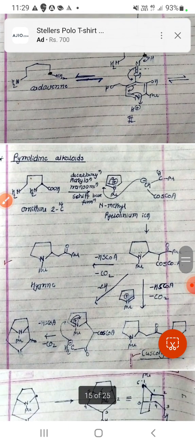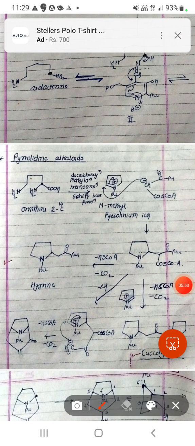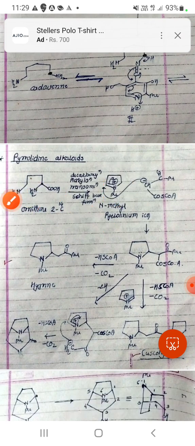So pyrrolidine alkaloid, we have seen from the precursor ornithine C14 how the N-methyl pyrrolinium ion is formed. First decarboxylation, then N-methylation, then transamination reaction, and then intramolecular Schiff base. It gives the pyrrolinium ion. We have seen just now how this pyrrolinium ion is formed.